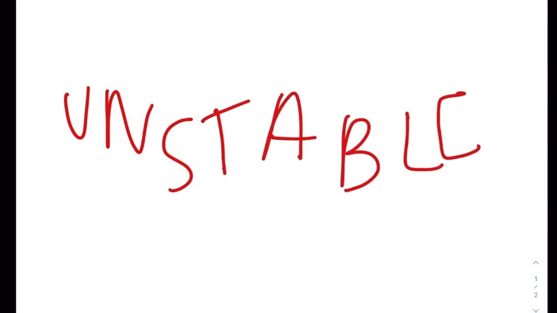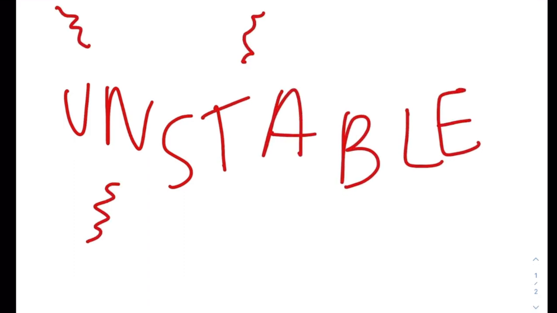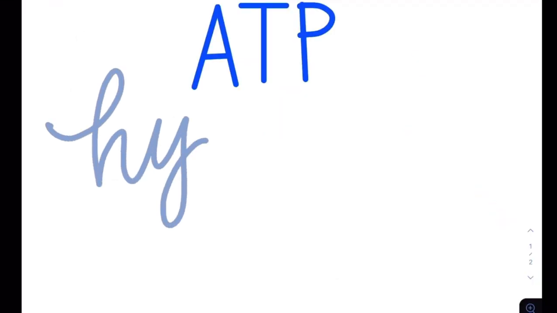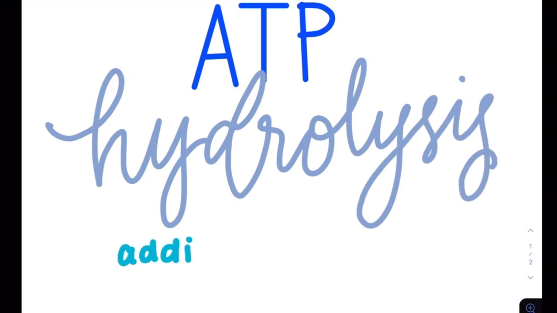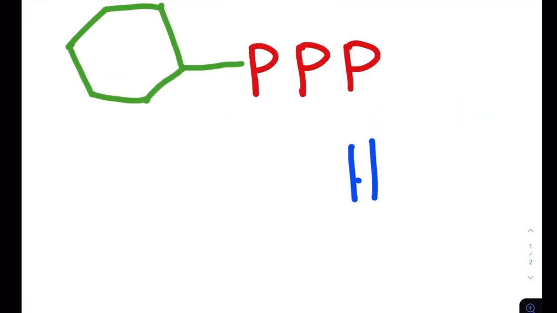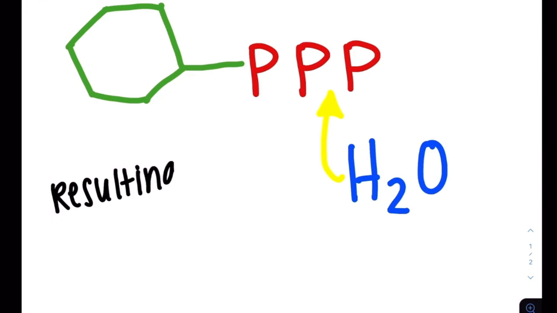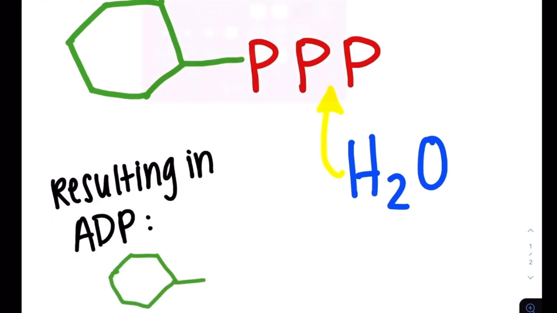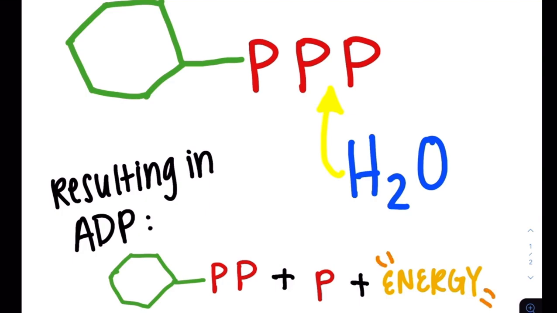So the phosphates repelling and pushing against each other result in a really unstable molecule, like I said before, which leads us to what we call ATP hydrolysis. Just a reminder, hydrolysis is the addition of water to break something down, and in this case, it's going to be ATP into ADP. Sketching this out, we have our ATP, and we're inserting a water molecule between the second and third phosphate, which results in ADP plus another phosphate plus a bunch of energy.